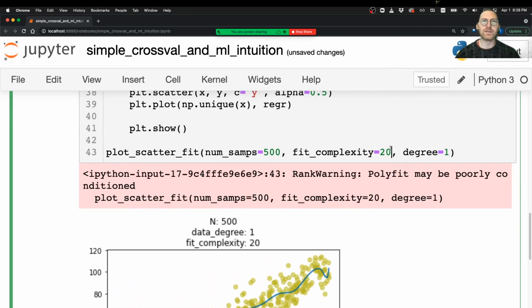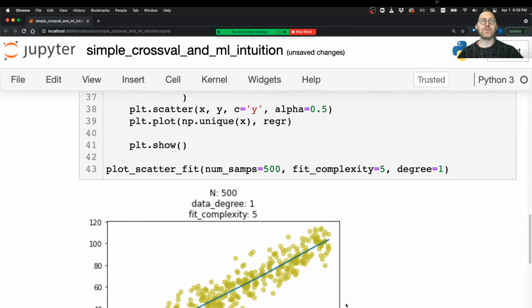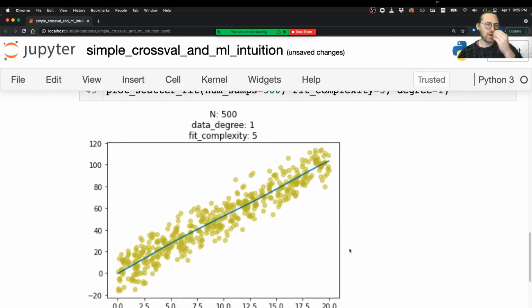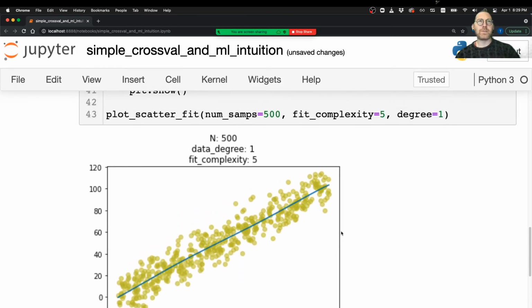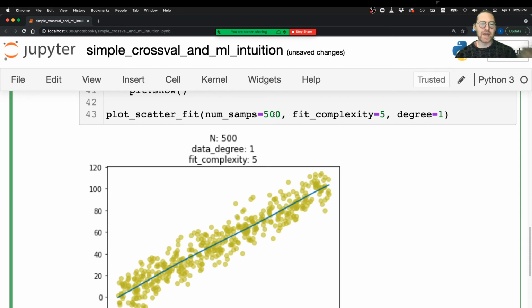I'm actually throwing a little warning here because of doing that, but if we take this down to 5, we're not even really going to notice a difference. So that might give you some intuition here that more data is better, right? Your model's probably going to do better if you have more data. Now let's change this degree to 3.